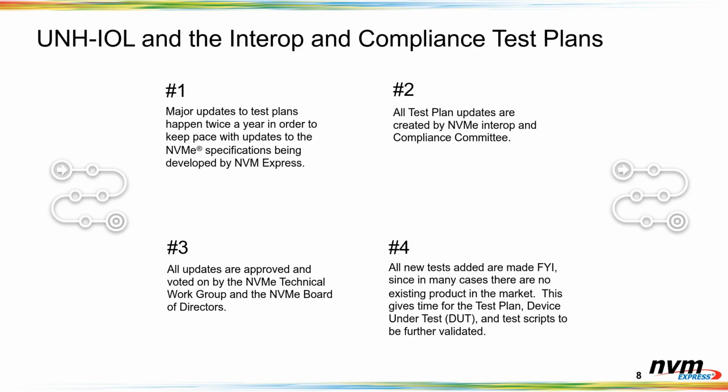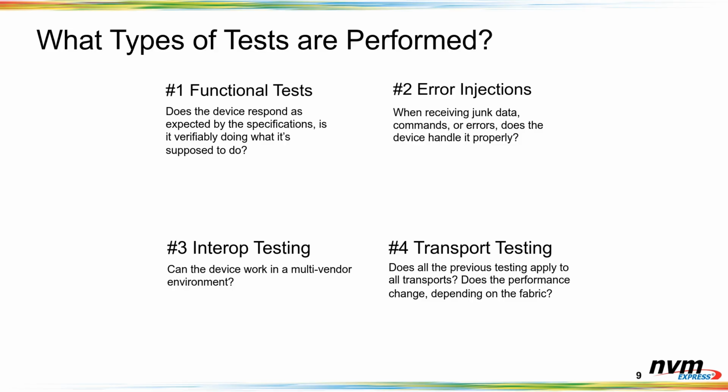So I'm going to jump ahead a little bit. Looking at the test plans, there are really 4 primary groups or categories of testing that are performed. Obviously the first one is functional tests, so making sure the new feature does what it's supposed to do. That's pretty straightforward. Then on the other side of the coin, there's error injection, so making sure that the device responds correctly when we purposely send bad commands and broken packets.